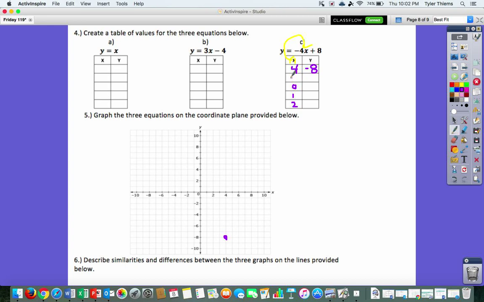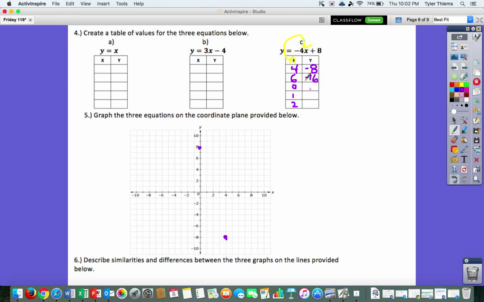That's a pretty good point. So now I'll go ahead and do 2. Oh, no, I already have 2. Why don't we do something like 6? -4 times 6 is -24. -24 plus 8 is going to be -16, which will also be off the graph, so we won't worry about that one. But if I plug in 0 into here, then my point would be right there.